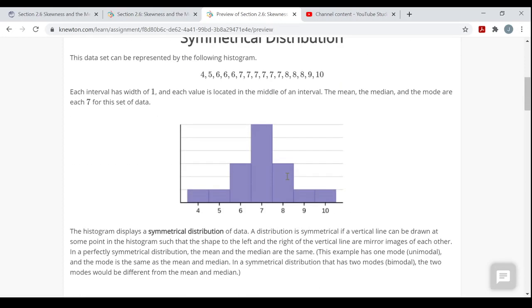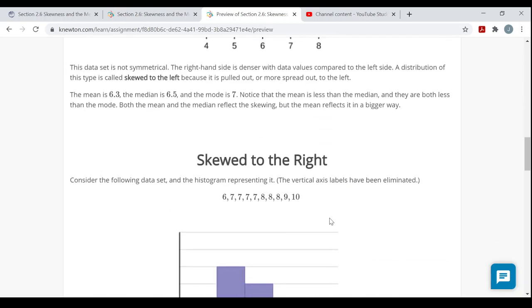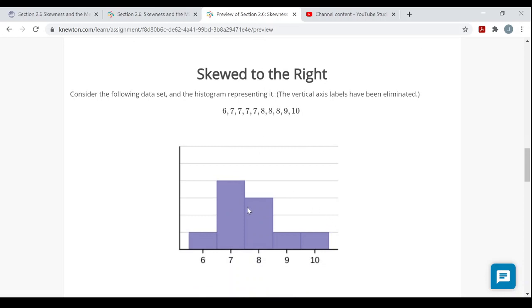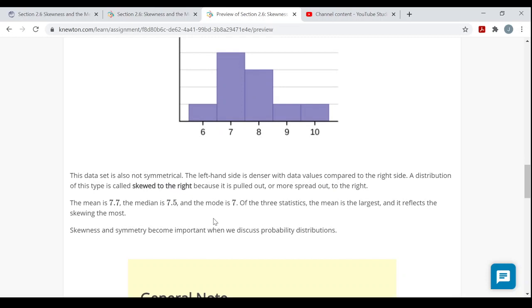Now in a skewed to the right, it's just the opposite. Imagine taking my symmetrical distribution and just stretching it to the right, making the right tail longer. So a skewed to the right distribution is thicker or denser on the left, but longer or more spread out on the right. It has a longer right tail and a thicker left side.